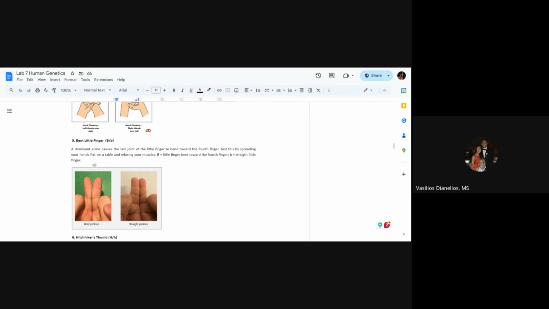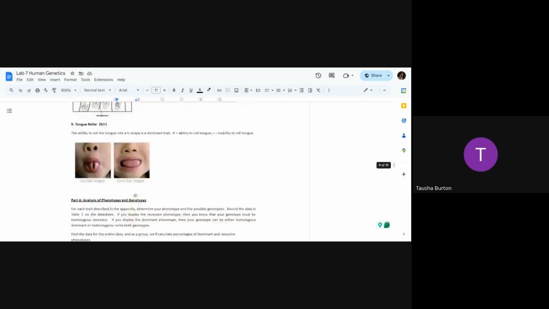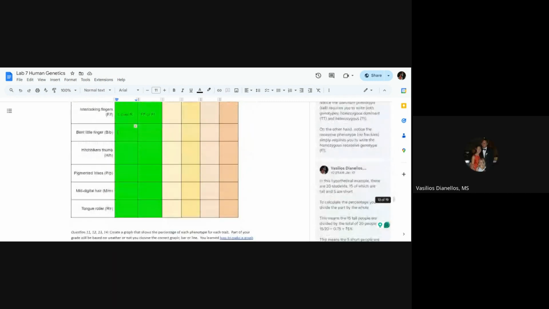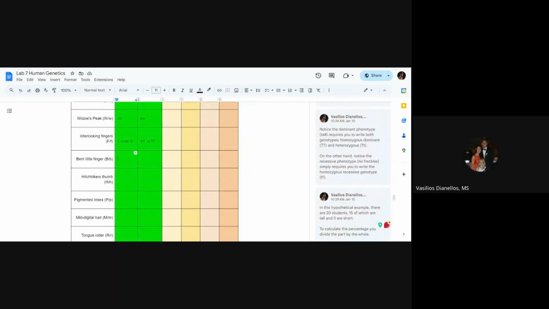All right. So let me refresh myself. The dominant allele causes this, and you said you have the straight. Right. So okay, perfect. So you have recessive. Bent little finger. I'm going to put R for recessive. See, again, I'm just trying to use examples of all the different ways you can write your phenotype. So again, if you're recessive, that means you have to be homozygous recessive genotype. Little b, little b.